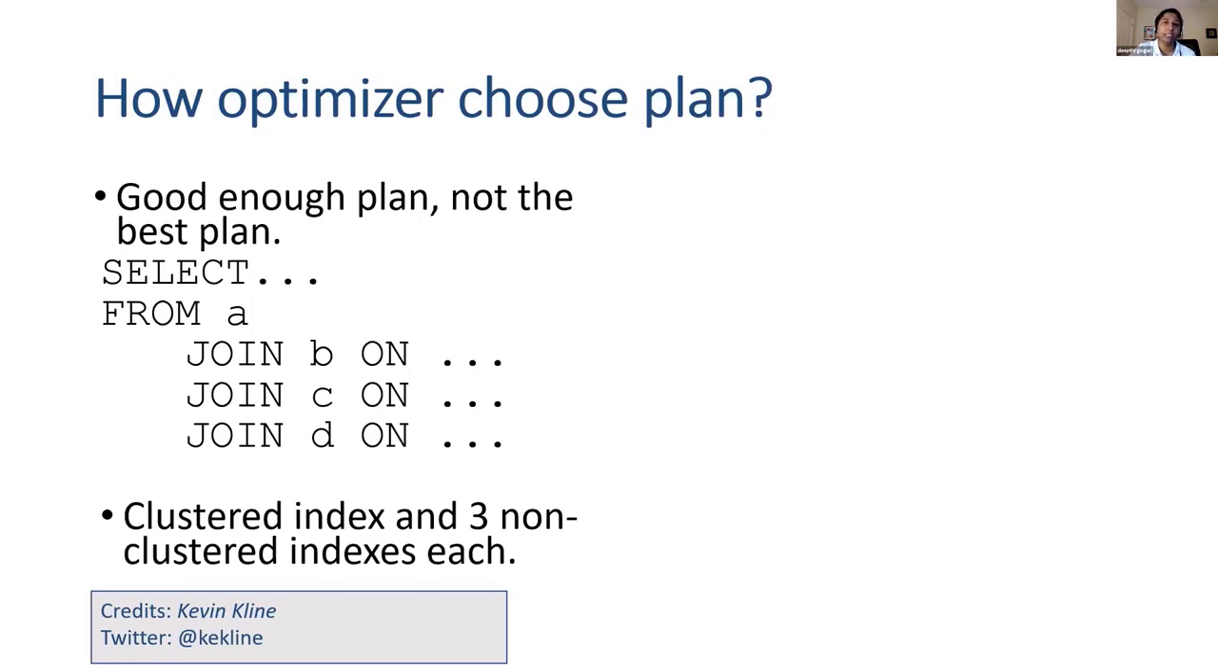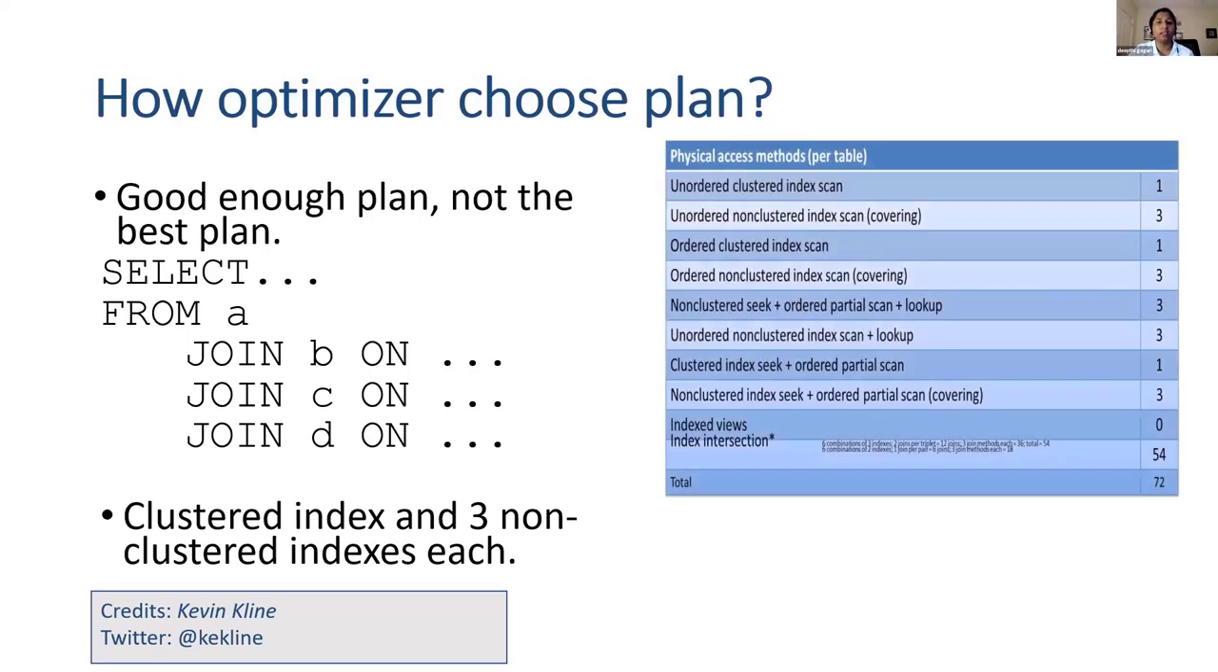So in this example, let's see a select statement with a 4 table join in it, and each table has a clustered index and 3 non-clustered indexes in it. So if the optimizer wanted to choose the best plan, what does it do? It will have to analyze all these physical access methods per table. That is like 72 physical access methods per table, for example, the unordered clustered index scan, the unordered non-clustered index scan. It has to check if there is a covering index on it. So per single table, it has to choose from 72 physical access methods.